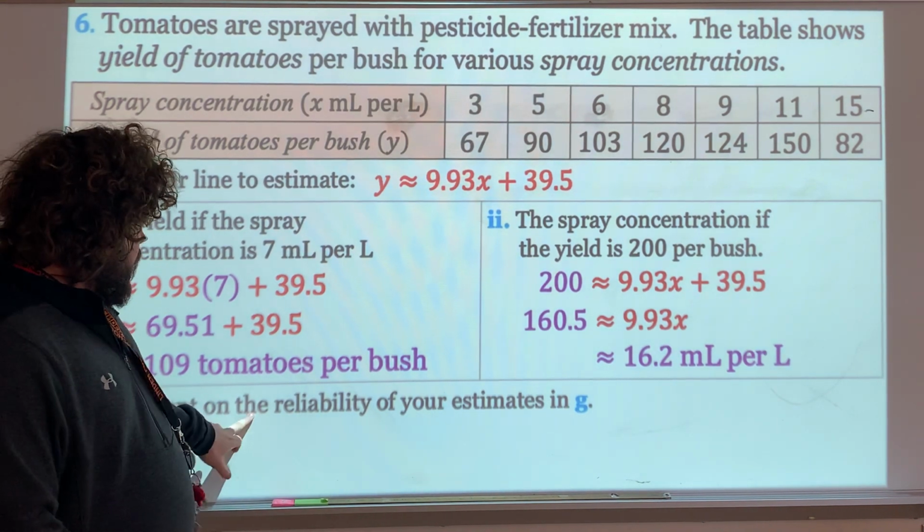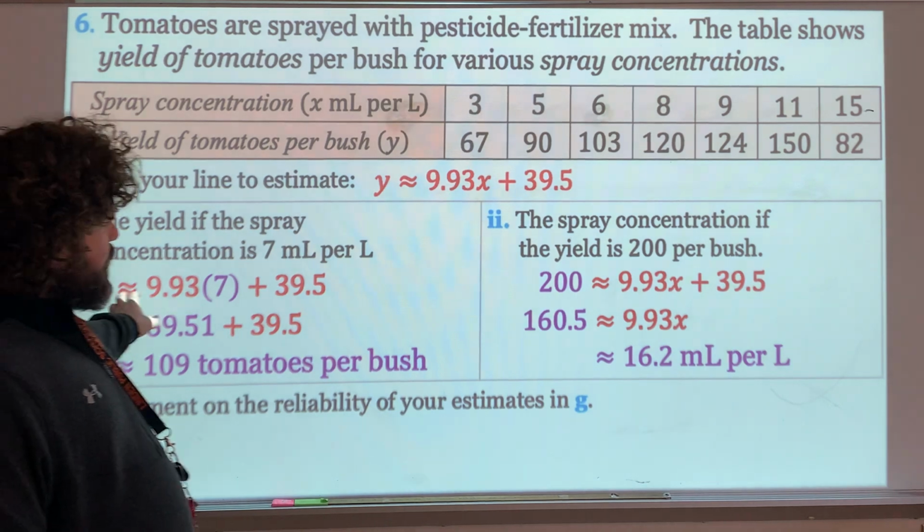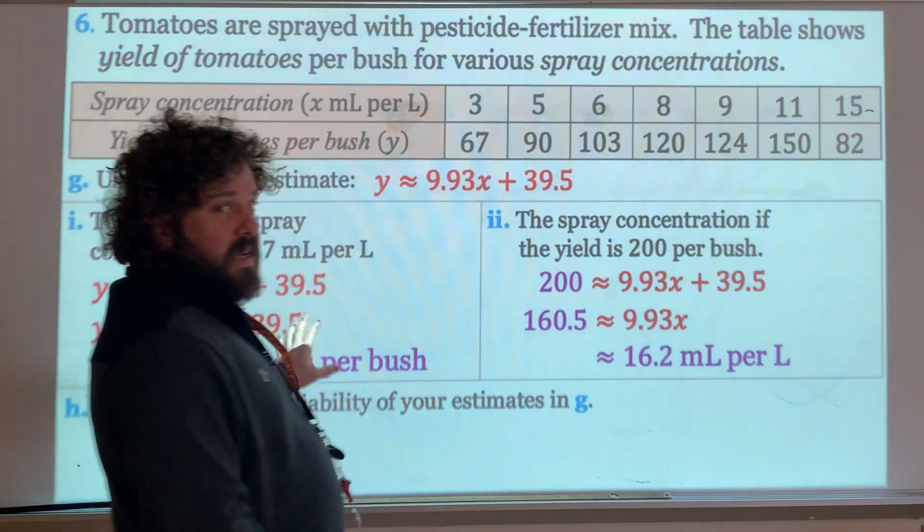That's a lot. Comment on the reliability. One of these estimates is reliable. One of them is not. Which one is?